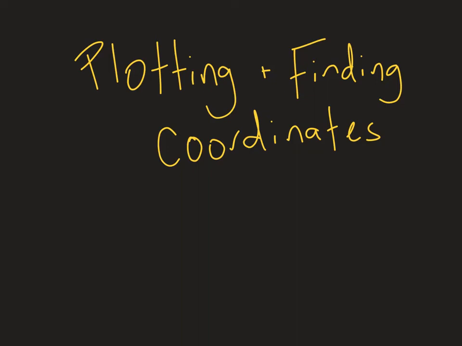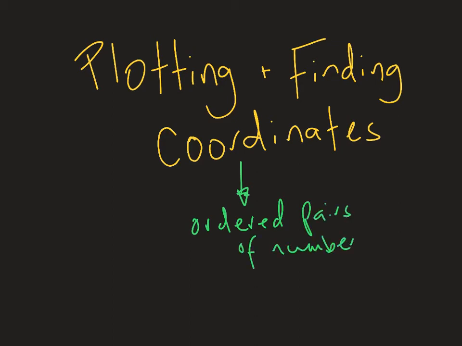Today we're going to be looking at plotting and finding coordinates. But before I show you how to do that, let's break down the three words that you see here. So the first one is coordinates. So what are coordinates? Well, coordinates are ordered pairs of numbers, and usually they are written like this: (x, y) in brackets, and you'll get to see why they're written like that a little bit later on.